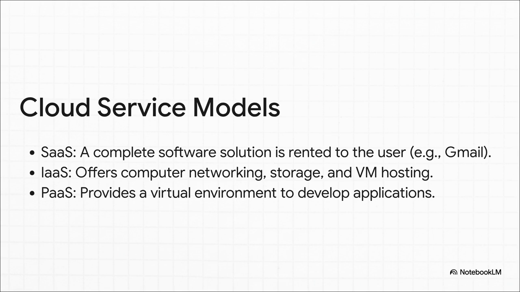SaaS, or software as a service, is the finished product you use, like Gmail. IaaS, infrastructure as a service, is like renting the raw building blocks, servers, and storage. And PaaS, platform as a service, gives developers the tools they need to build their own apps. And guess what? Each one has its own unique security challenges.